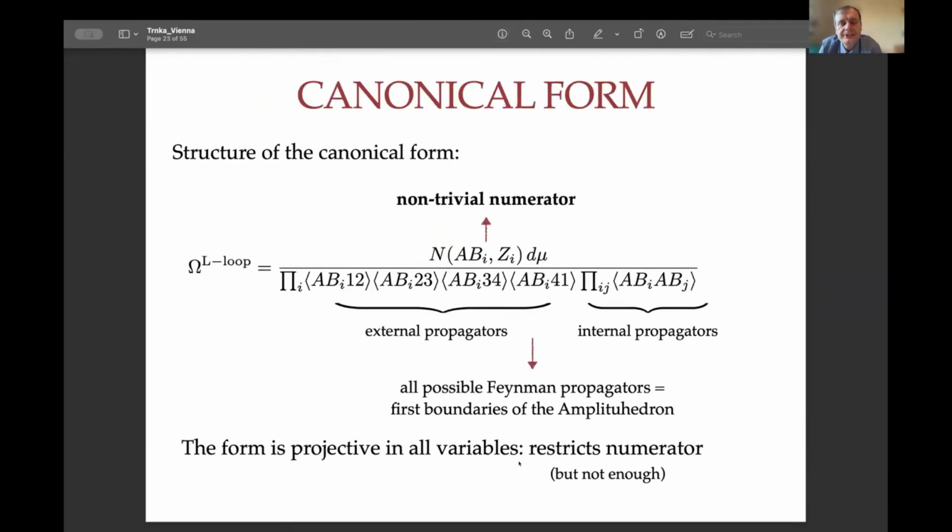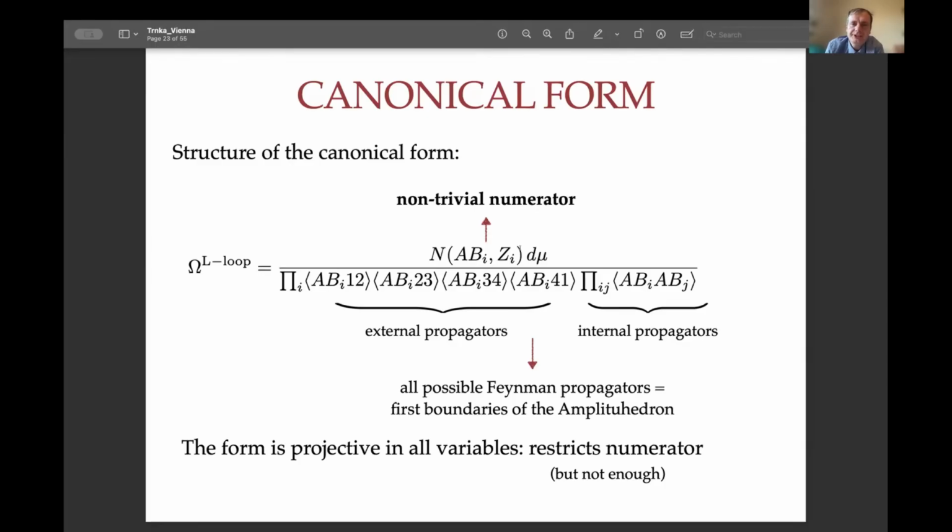Okay, but however we triangulate it, in the end, the canonical form has the following structure. There is some denominator given by the product of propagators, which we know in advance because these are just Feynman propagators. They correspond to the first boundaries of the amplituhedron. So these are the objects that have definite signs that we put inequalities in. So we can always write the denominator directly without any work. But then all the non-trivial work is in determining the numerator of the form.